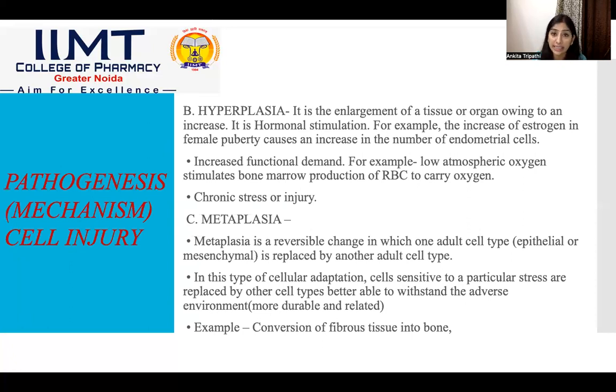Second is hyperplasia. Plasia means enlargement of a tissue. Hyperplasia means when there is an increase in the number of cells. Metaplasia is when the structure changes to a similar structure. For example, a chain smoker has epithelial tissue over the lungs, which changes to squamous epithelium. This is known as metaplasia.